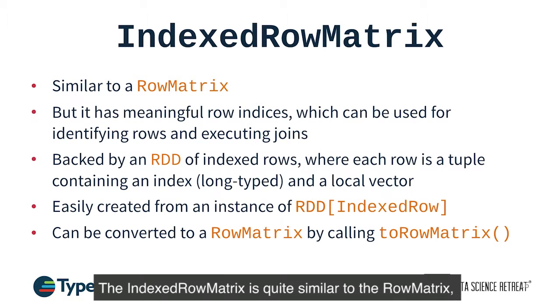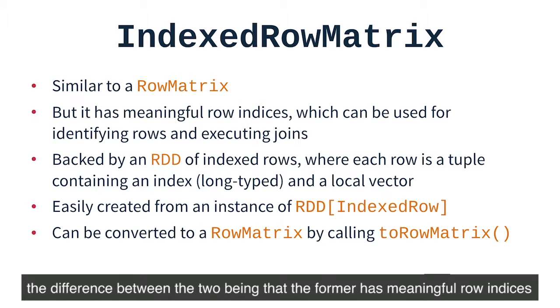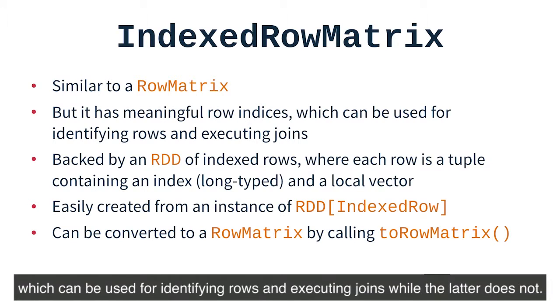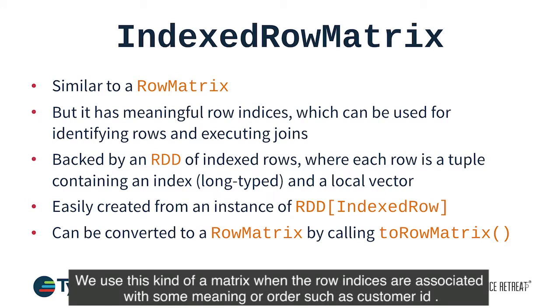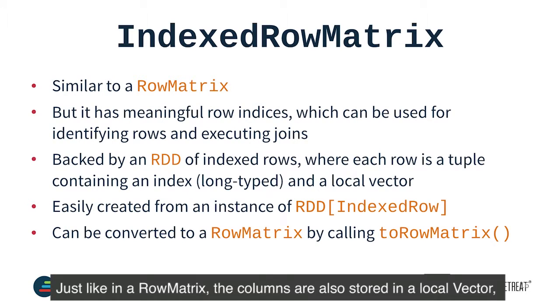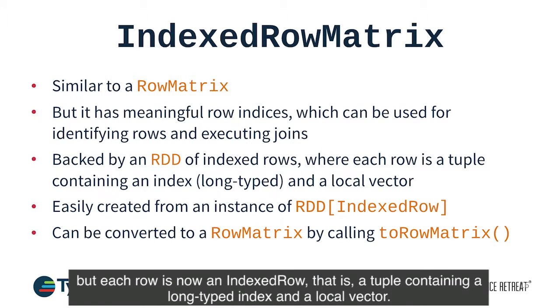The indexed row matrix is quite similar to the row matrix. The difference between the two being that the former has meaningful row indices, which can be used for identifying rows and executing joins, while the latter does not. We use this kind of a matrix when the row indices are associated with some meaning or order, such as customer ID. Just like in a row matrix, the columns are stored in a local vector, but each row is now an indexed row, that is, a tuple containing a long-typed index and a local vector.